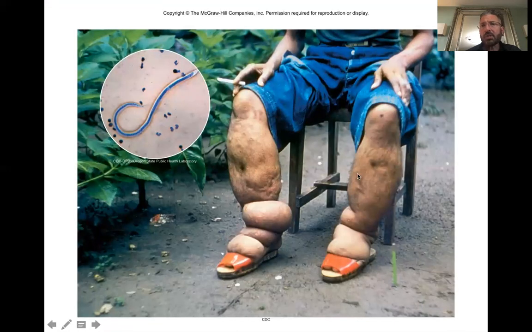So there's a person, I think that's a male. He does have a little cigarette. He's trying to kill the worms.